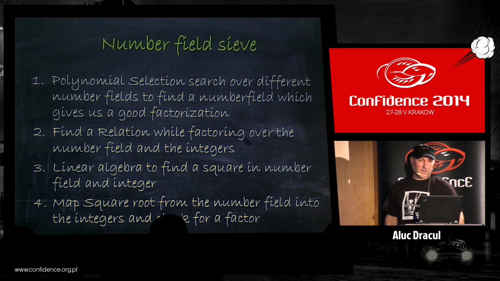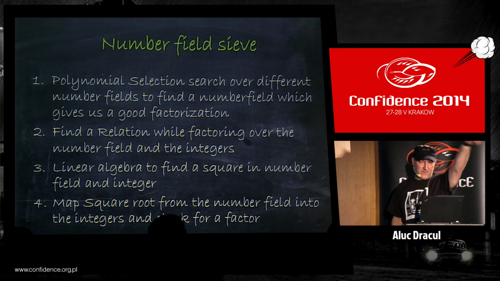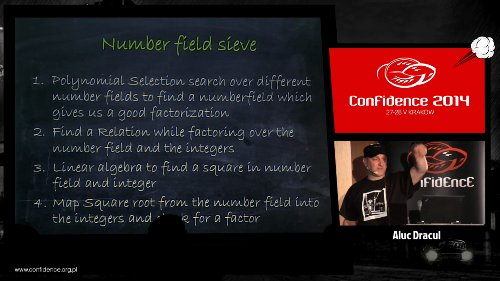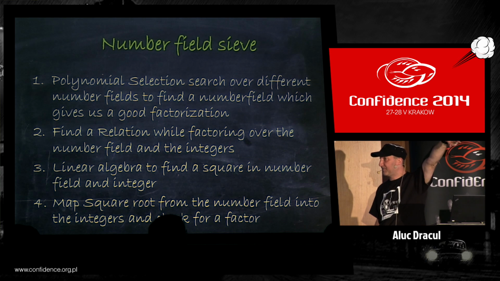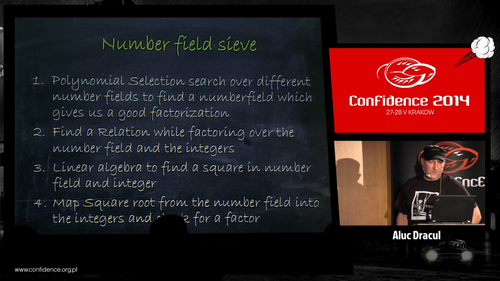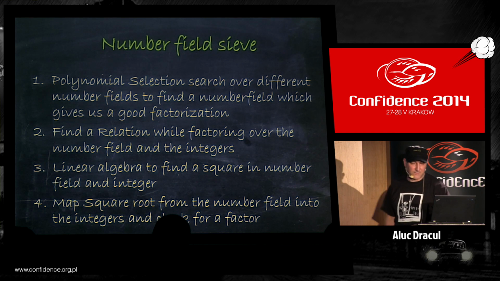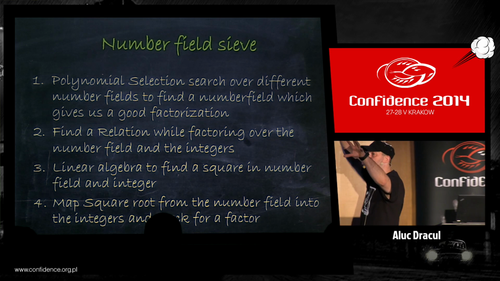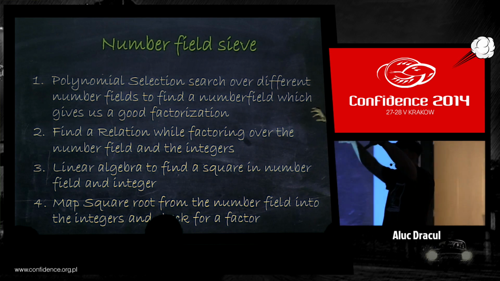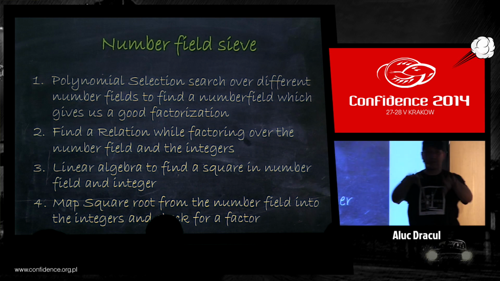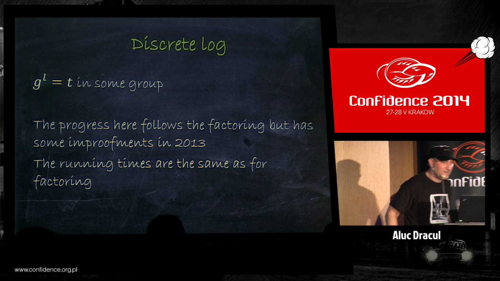Then we use linear algebra to find a square in the number field and a square in the integers, like we had the squares before in the quadratic sieve. We map the square roots from the number field into the integers and check if we find a factor. So we take the squares out of all the number fields we found through our factorization, put them in another one and try to factor that.